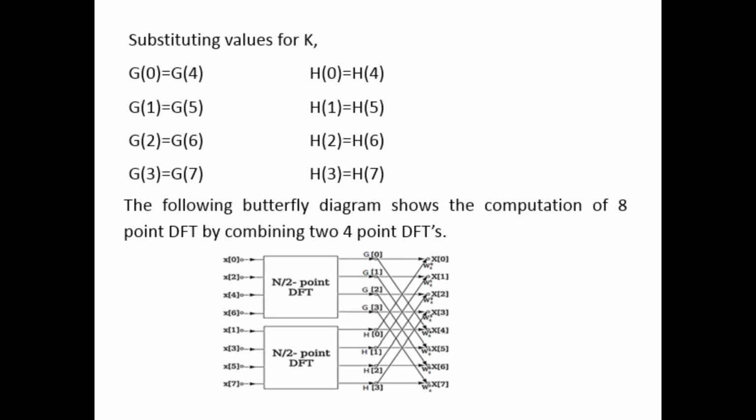Substituting values for k, we get g of 0 is equal to g of 4, g of 1 is equal to g of 5, g of 2 is equal to g of 6, g of 3 is equal to g of 7, h of 0 is equal to h of 4, h of 1 is equal to h of 5, h of 2 is equal to h of 6, h of 3 is equal to h of 7. The following butterfly diagram shows the computation of 8-point DFT by combining two 4-point DFTs.